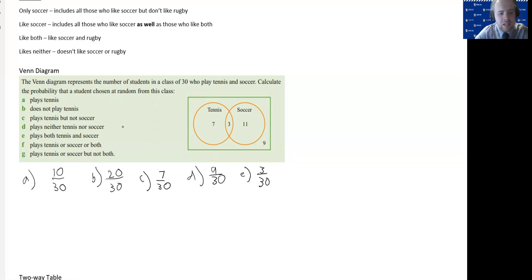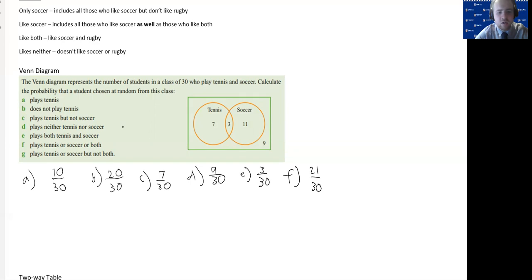And then plays tennis or soccer or both. So this one, the or statement means we add all of the things that fulfill one of those criteria. So we're going to add the only tennis, we're going to add the only soccer, and we're going to add the both categories all together. So 7 plus 3 plus 11 gives us 21.